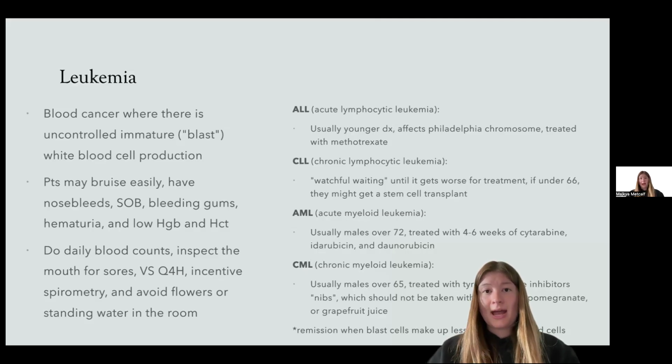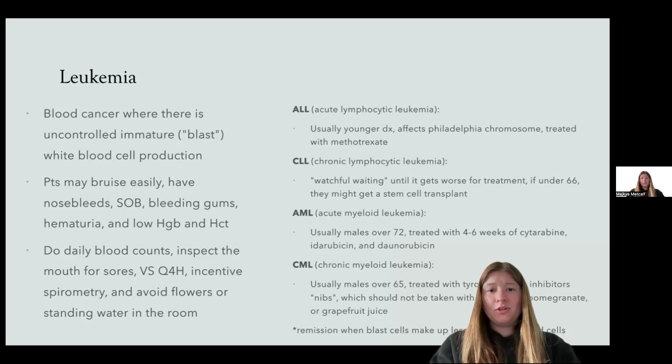So we want to do anything that we can to reduce exposure to different bacteria. So one thing that we might encourage is not having any flowers or standing water in the room. We might avoid like fresh vegetables or fruits that are brought in that their grandma grew in their backyard. And then we also want them to frequently wash their hands and avoid large crowds. So we wouldn't encourage these patients to go to like a big concert or a sporting event.